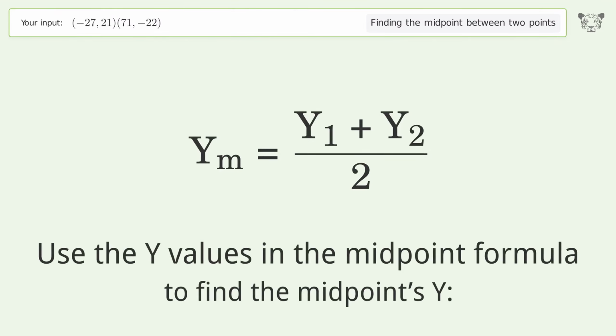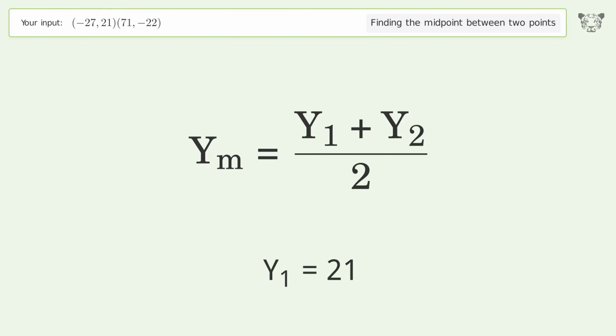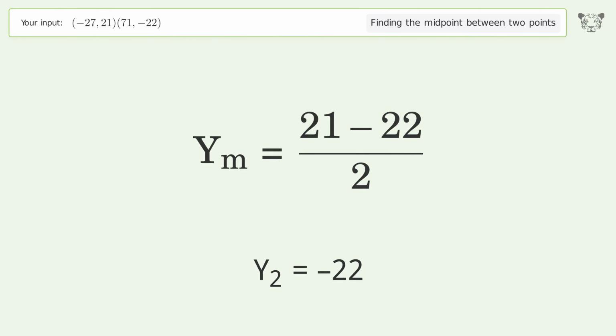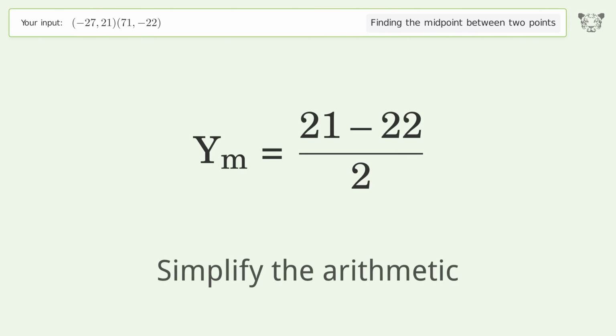Use the y values in the midpoint formula to find the midpoint's y. y1 equals 21. y2 equals -22. Simplify the arithmetic.